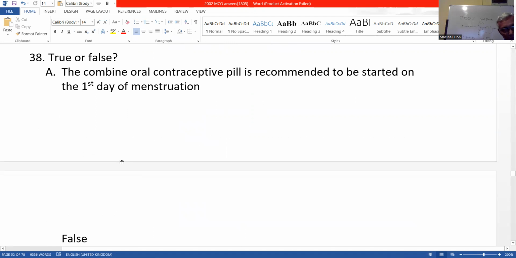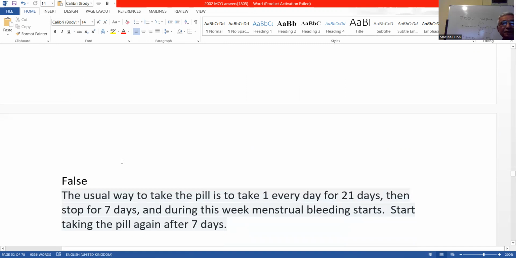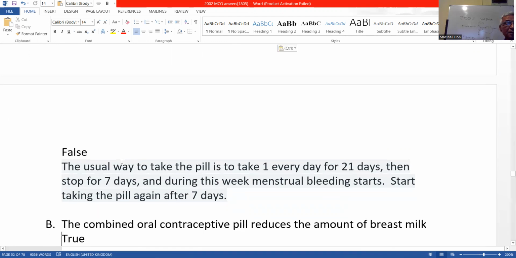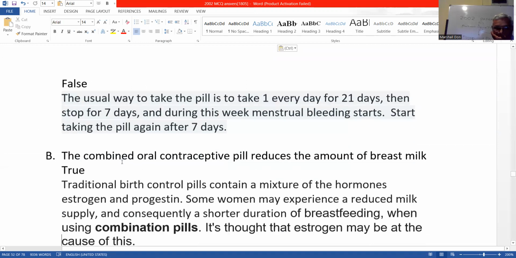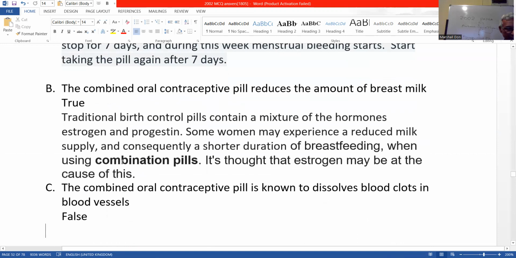Question 38. True or false, the combined oral contraceptive pill is recommended to be started on the first day of menstruation. That is false. Actually, it works from the 7th day of menstruation. The combined oral contraceptive pill reduces the amount of breast milk. It is true. Estrogen and progestin reduce the production of milk.